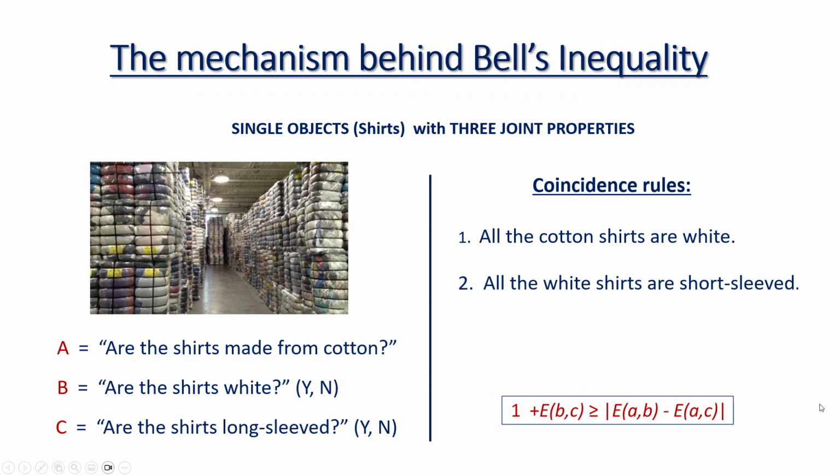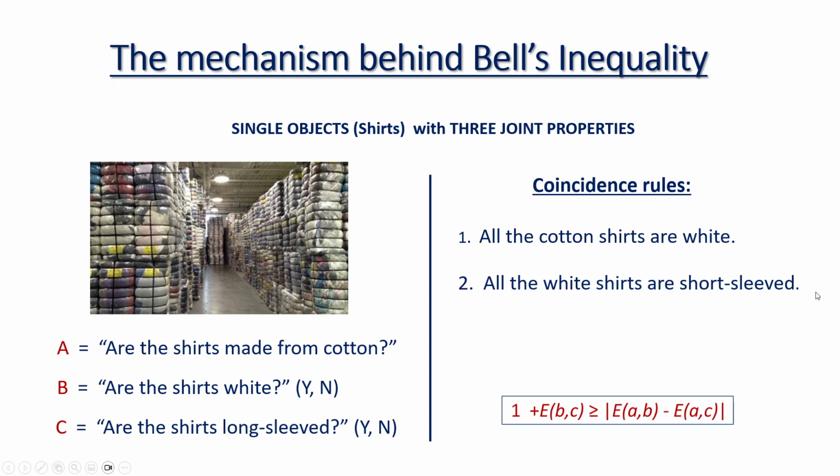Let us try to understand this concept in greater detail. First of all, why do some properties obey the so-called Bell inequalities? I find it easier to answer this question with a visual illustration. Suppose that we have a warehouse full of shirts. We want to study the relationship between these properties: fabric, color, and sleeve length. Suppose that we inspect all the shirts one by one and discover the following rules of coincidence. Number 1, all the cotton shirts are white. Number 2, all the white shirts are short-sleeved.